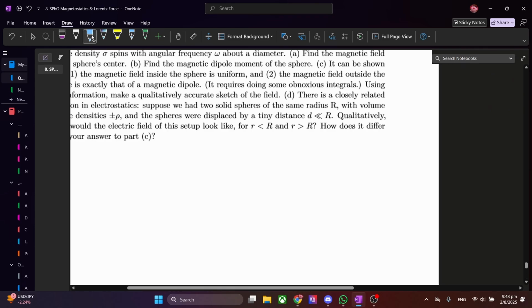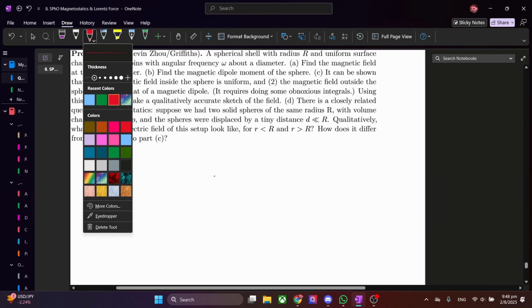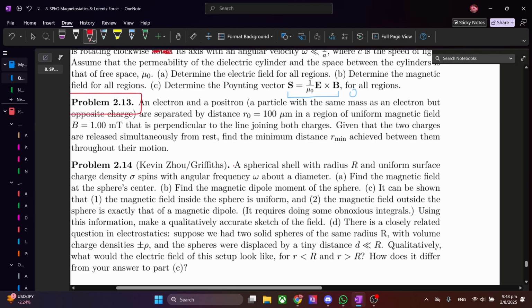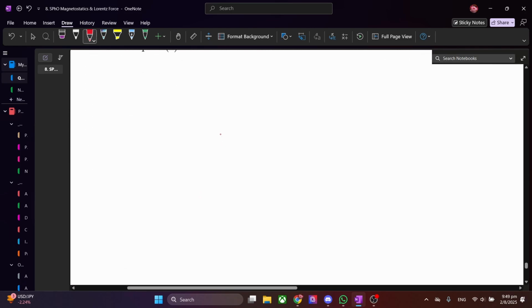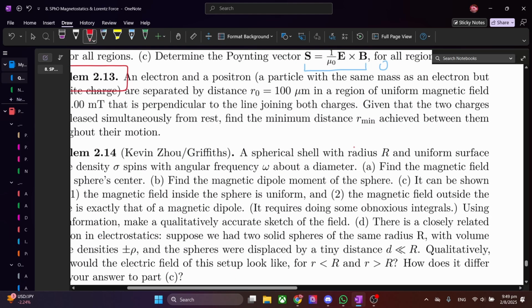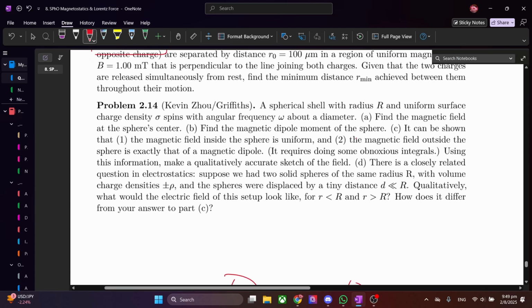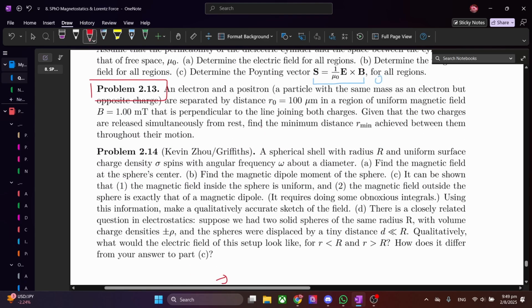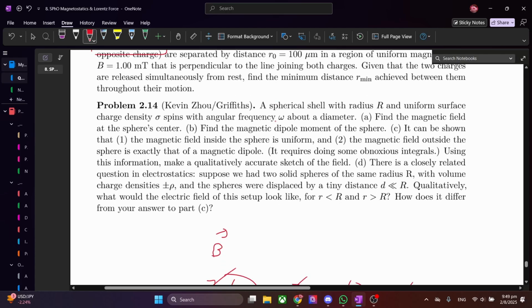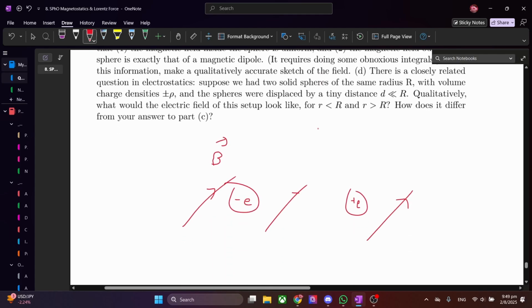An electron. Okay, and if you don't know, by the way, a positron is just a particle with the same mass as an electron, but opposite charge. So it's not like a proton, which is heavier. It's just the same mass, but it has different charge. So if an electron and a positron are separated by some distance in a region of uniform magnetic field that's perpendicular to the line joining the charges, your B might look something like this. And the two charges are released simultaneously from rest, and you want to find the minimum distance that's achieved throughout.